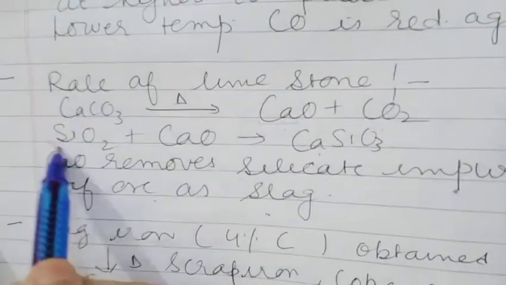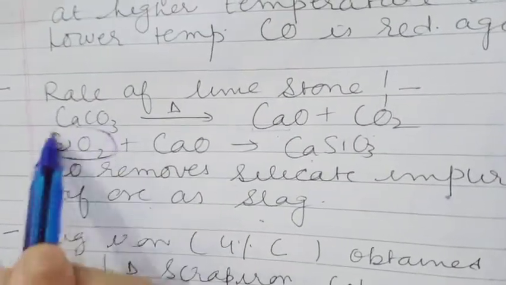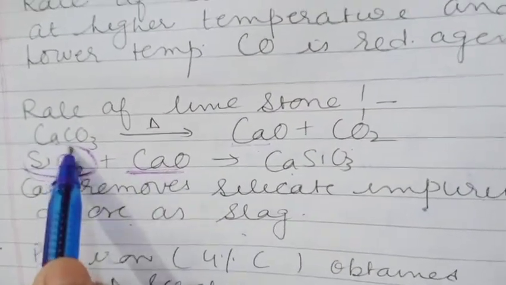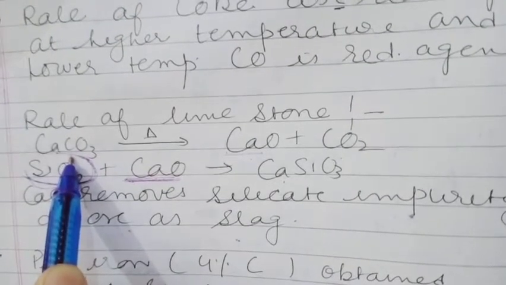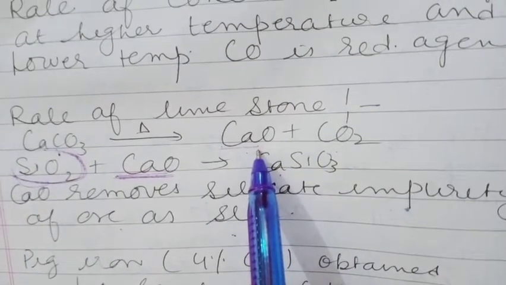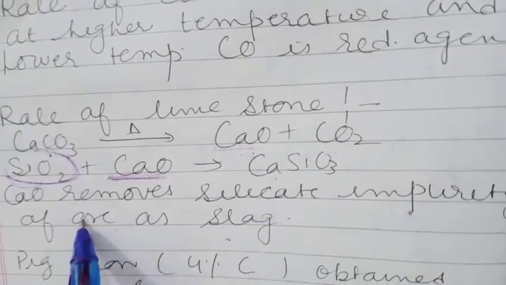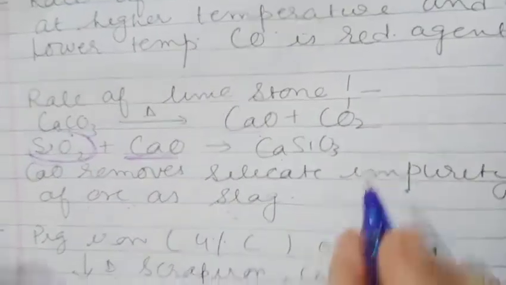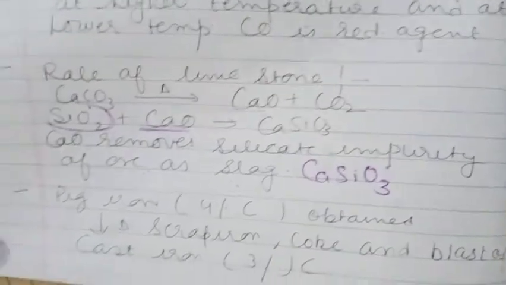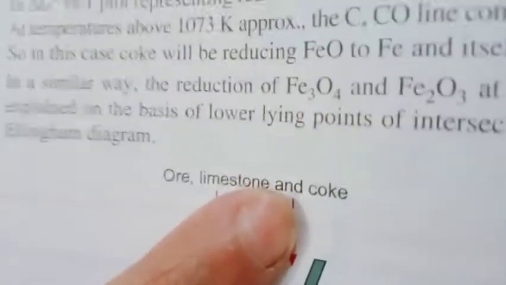So to remove the SiO2 impurities, the flux added is calcium oxide, and this calcium oxide is obtained by decomposition of calcium carbonate. So we can say that calcium carbonate decomposes to give calcium oxide, which removes silicate impurities of the ore as slag, and in this case the slag is calcium silicate. Okay, the role is clear. Now you can see here the three things we have added. One is ore, iron ore, second was limestone, and third was coke.